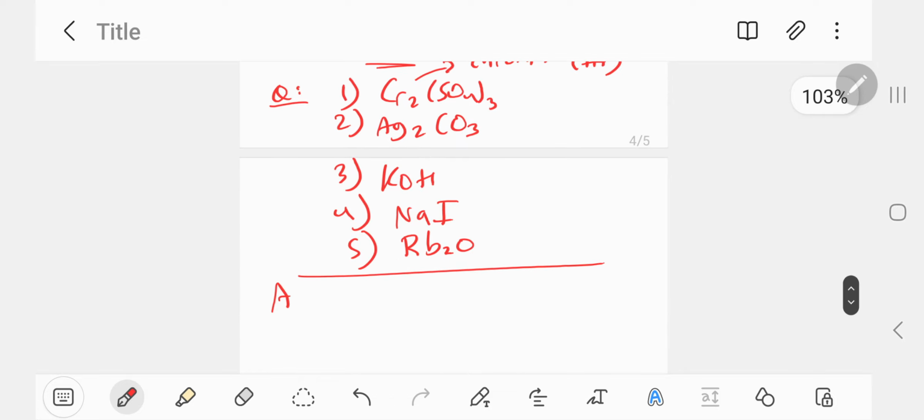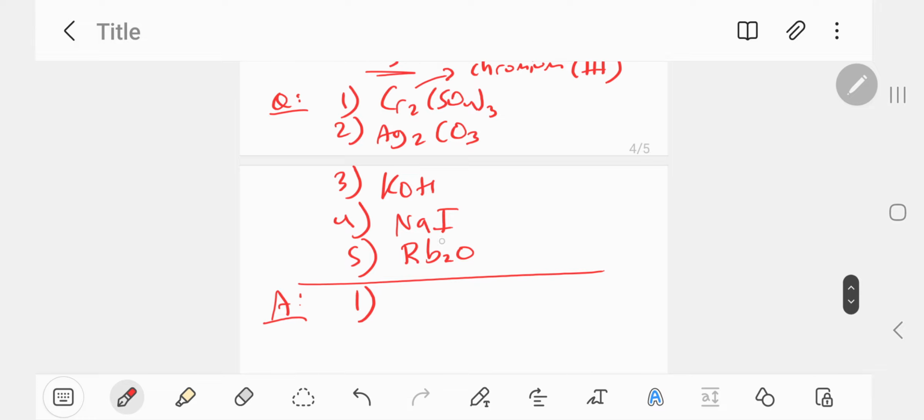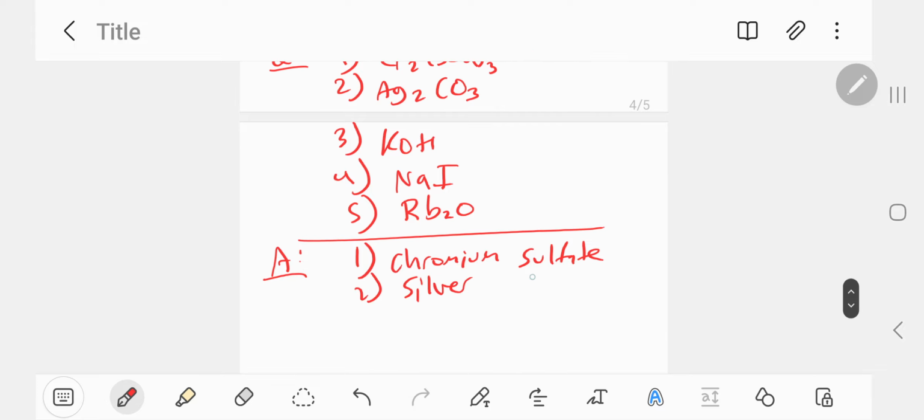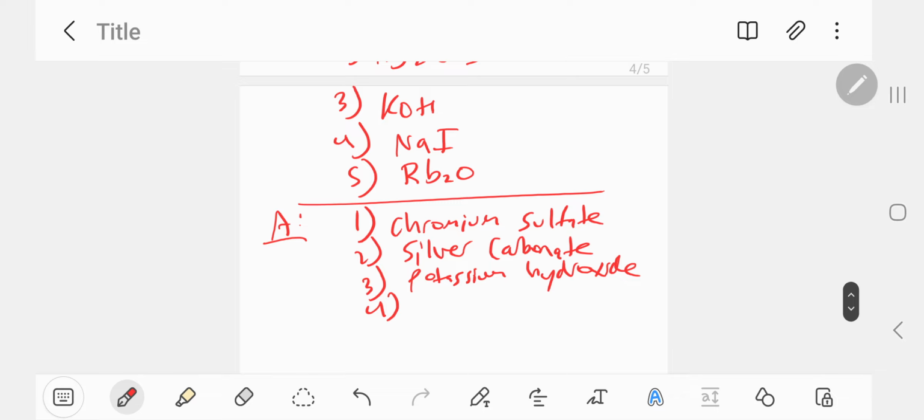Here are the answers. Number 1, Cr is chromium. It's a transition metal. So this is chromium. SO4 is sulfate. Chromium sulfate. Number 2. Ag is silver. CO3, that's carbonate. Silver carbonate. Number 3, K, potassium. OH is hydroxide. Should have mentioned at the start, sorry, that I'm going to try and name these. Number 4, Na is sodium. I is iodine, which is iodide.